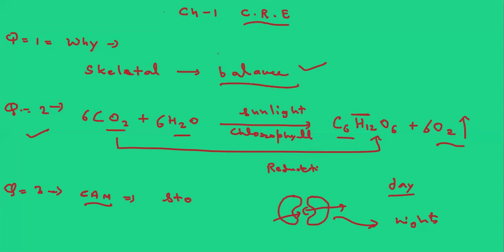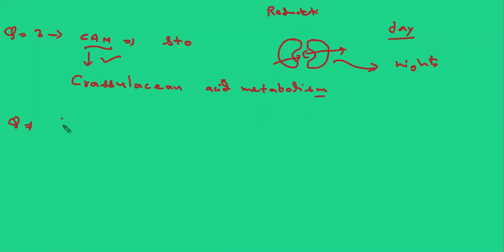So in desert plants, stomata are open at night time, and they take CO2 at night, and they store it as an acid, and then they utilize it in the daytime. Okay, so this is what happens in desert plants. CAM means crassulacean acid metabolism.